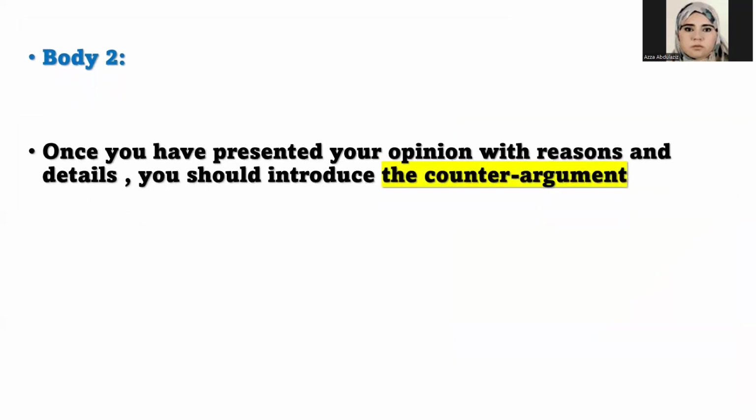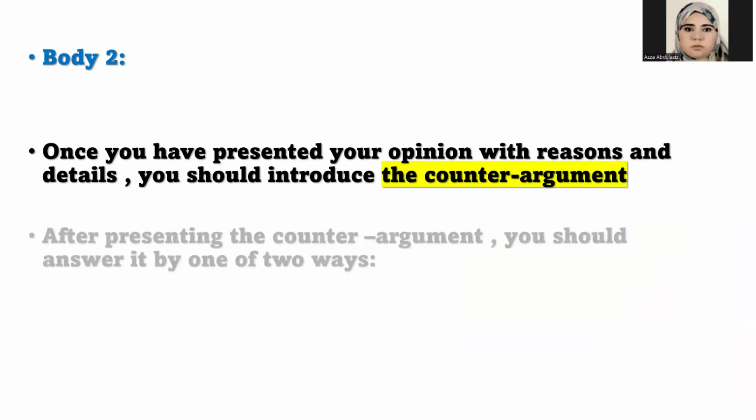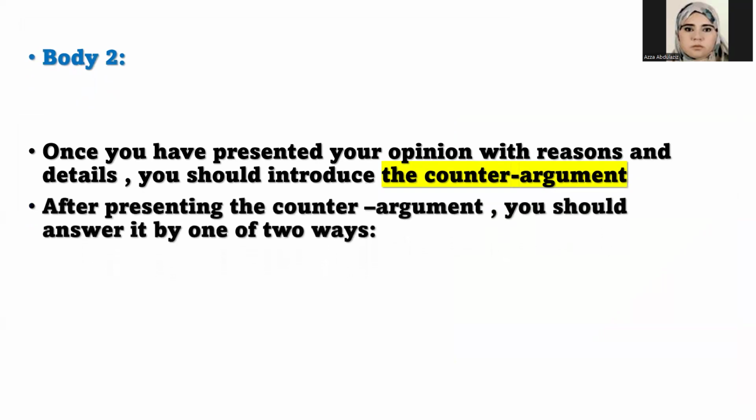Body 2, the second body paragraph. Here, once you have presented your opinion with reasons and the details, you should introduce the counter argument. After presenting the counter argument, you should answer it in one of two ways, whether by refuting, which means proving that the other viewpoint is wrong and mine is the right one, or conceding, which is by admitting that the other viewpoint is true or valid, but yours is better. Okay.